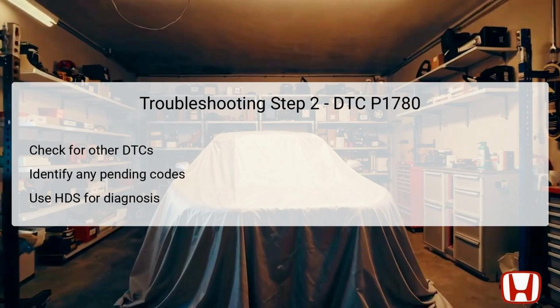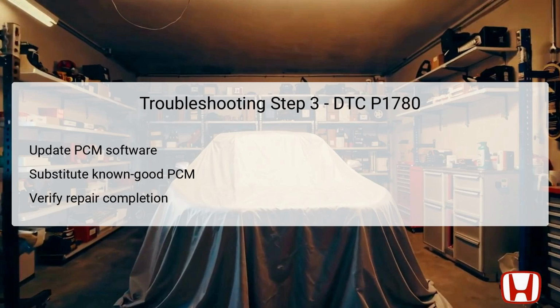Carefully review the HDS data for any additional codes that might provide clues about the malfunction. If other DTCs are found, proceed with the individual troubleshooting steps corresponding to those codes, as they may reveal the root cause of the malfunction. This stage is vital for comprehensive diagnosis, ensuring no underlying issues are overlooked. If no additional DTCs are detected alongside DTC P1780, proceed to the next step of troubleshooting.